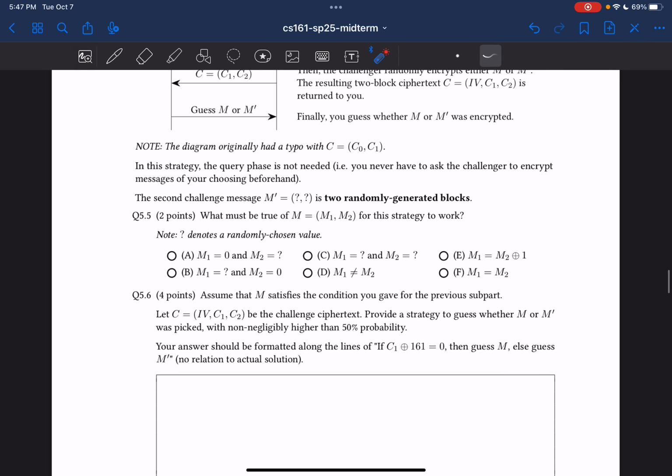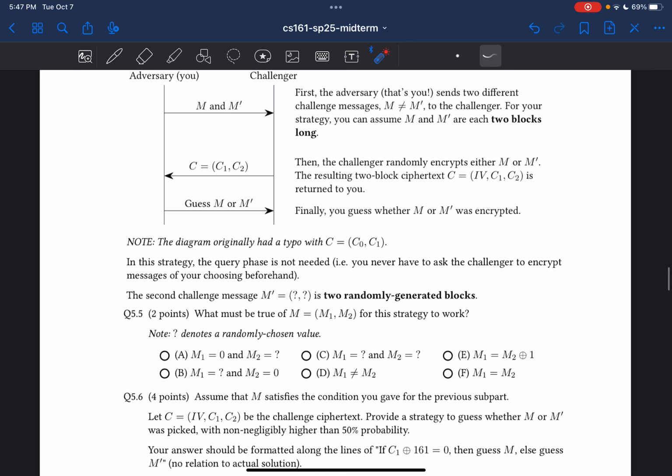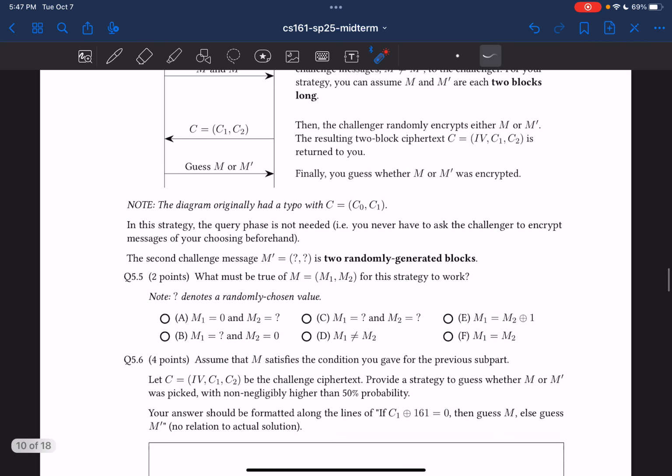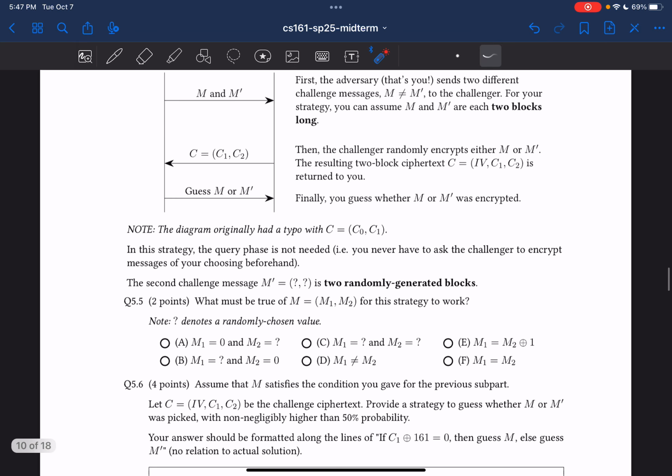The first part of this is that one of the 2 challenge messages, m prime, has been decided for us, and it is 2 randomly generated blocks. We can only set the value for m. And note that both m and m prime are 2 blocks long. So what value of m will allow us to determine whether m or m prime has been encrypted?